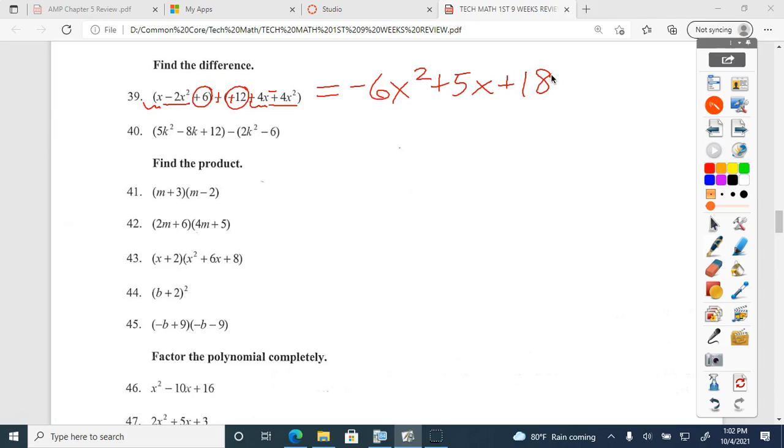Okay? Same process here. And we'll change that to a plus. Makes that a minus. Makes that a plus. So 5k squared and negative 2k squared is 3k squared. Negative 8k, there are no other k's. And then 12 plus 6 is 18 once again.